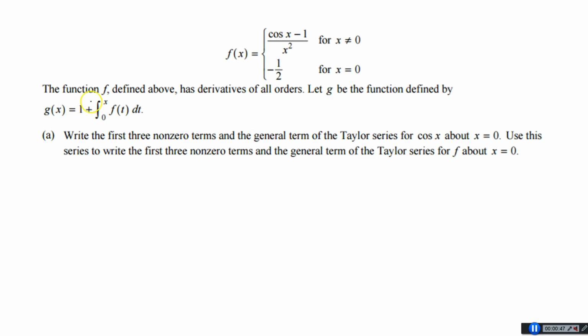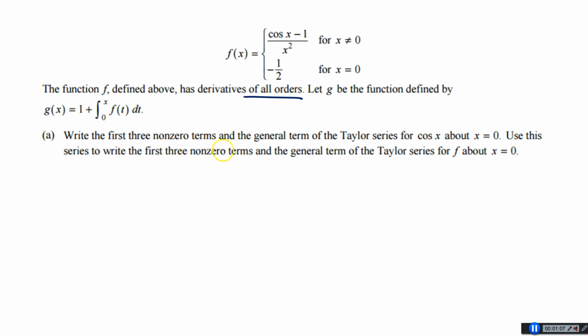Okay, so we have the function f defined above has derivatives of all orders. What does that mean? That means that the first derivative exists, the second derivative exists, the third derivative exists, all n derivatives exist, no matter how high you go. That's important for Taylor series, right? So then they say g is this function divided by 1 plus the integral from 0 to x of f of t dt. That'll probably come into play later.